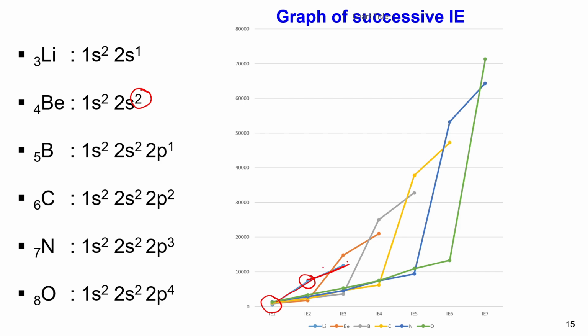Jadi sudden increase di sini maksudnya elektron yang ketiga ni terletak di dalam inner shell. 1, 2 elektron yang ketiga inner shell. 1, 2 easy to remove. Elektron yang ketiga ada sudden increase. Kalau beryllium, first electron daripada 2p, second electron daripada 2s, 2s2. Elektron ketiga pun daripada 2s2.